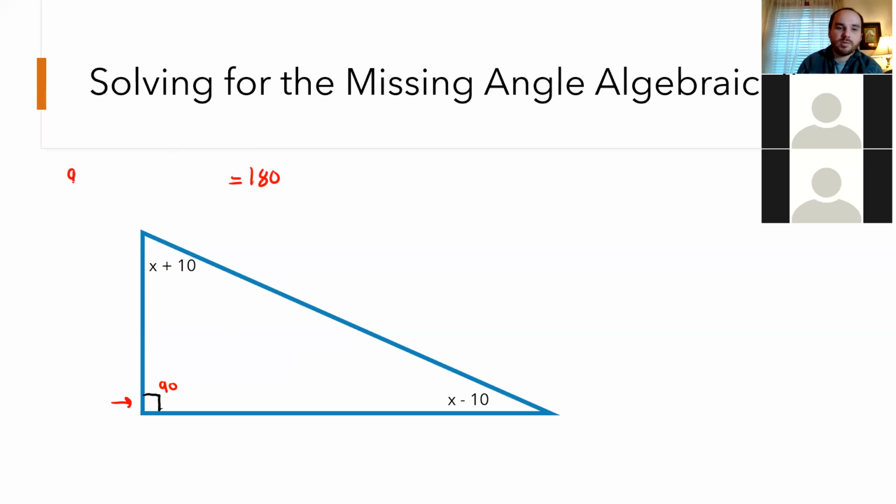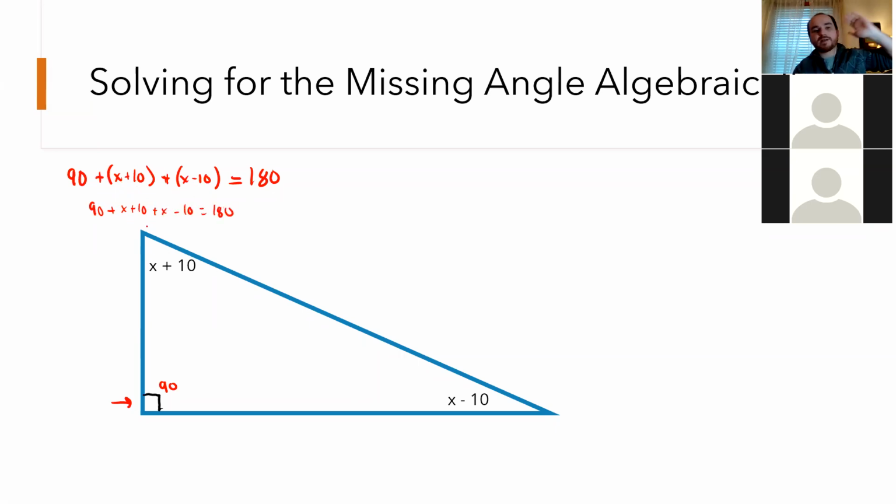We're going to start with the angle we know, which is 90. And we're going to add in the other two angles. So we have x plus 10, and we have plus x minus 10. So all we have here is the angles that we have on our triangle adding up to 180 degrees. Now we want to simplify this and start solving for x. So we have 90, we can get rid of the parentheses. We have 90 plus x plus 10 plus x minus 10 equals 180.